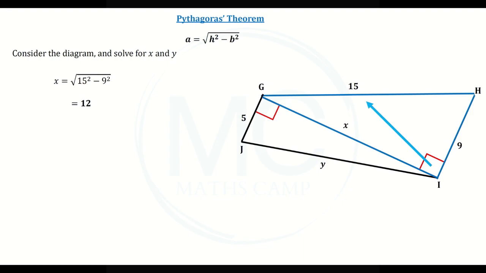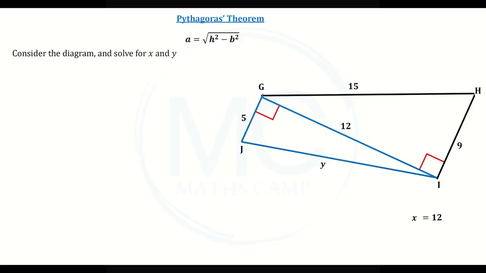Now let's tidy up our diagram. We know that x is 12 units long, so we can make a note of it down here, and we can put it into our diagram as well. Now we need to find the value of y. Y lies in the triangle GIJ. So let's make this triangle blue.